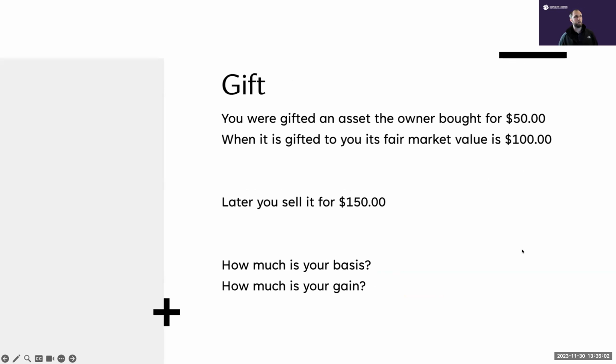All right, next situation. Let's say you were gifted an asset that the owner bought for $50. When they gifted it to you, its fair market value was $100. Similarly, you decided at some point in the future to sell it, and you sold it for $150. So we added one more factor into that. Same questions, we'll do the same polling questions. How much is your basis? And what was the gain?